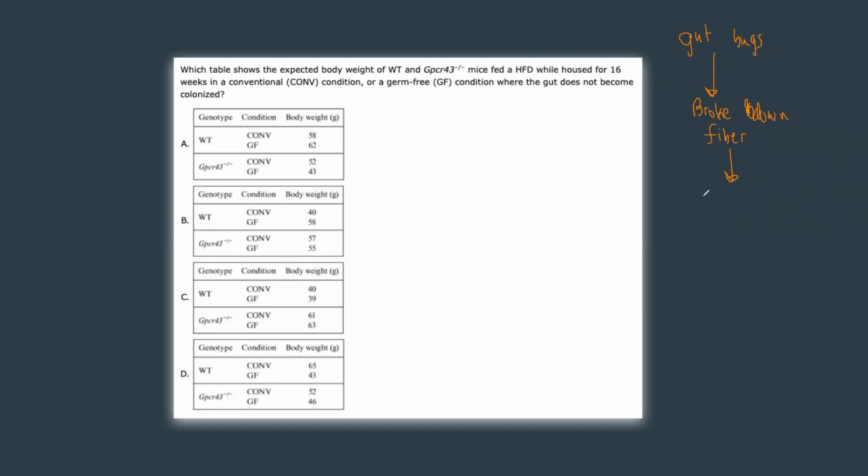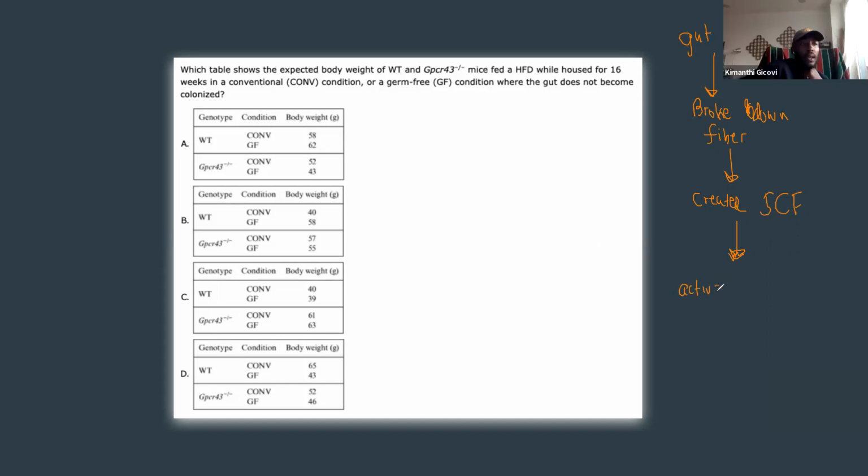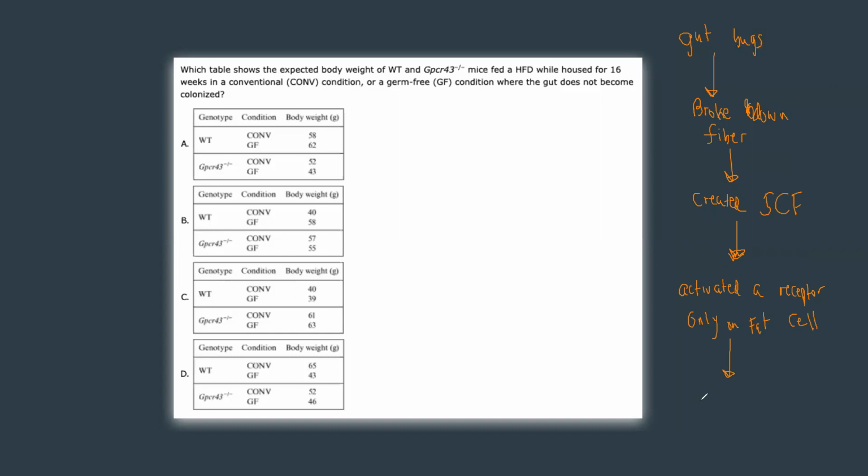The fatty acids. Perfect. Now we're getting it. So they created short chain fatty acids. And then what do those short chain fatty acids do? Do you remember? They were binding to the receptor. They activated a receptor. And that receptor was only on fat cells. And when those fat cells were activated, do you remember what happened? It had to do with the body weight. And what direction did the body weight go? It dropped. It dropped, okay?